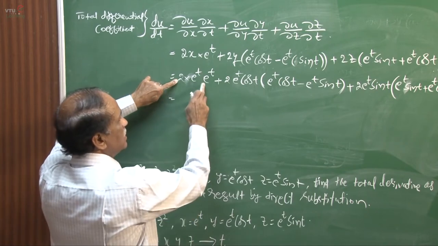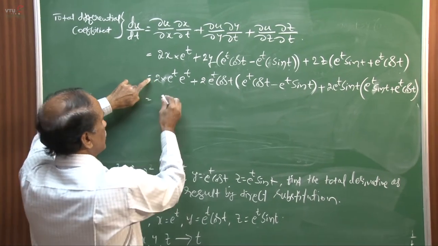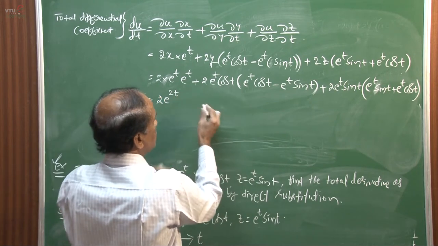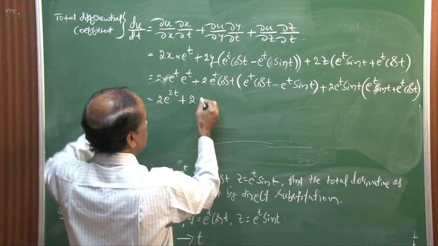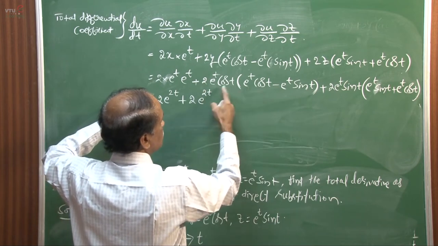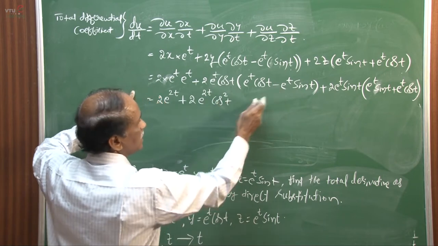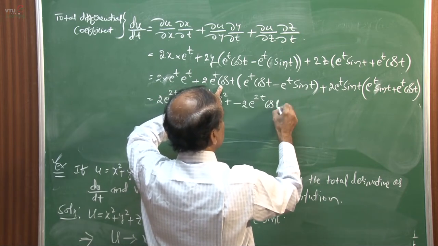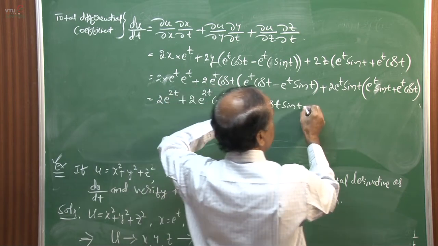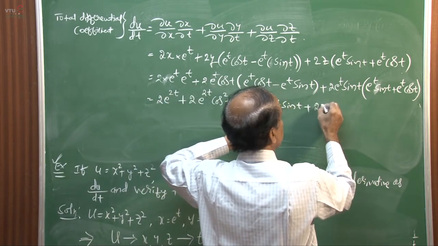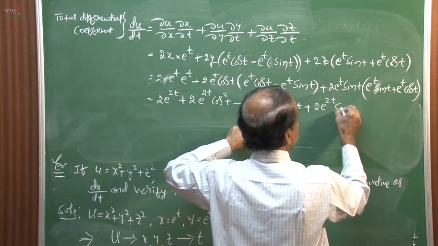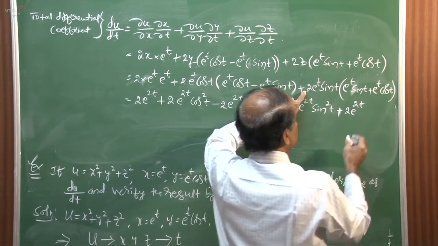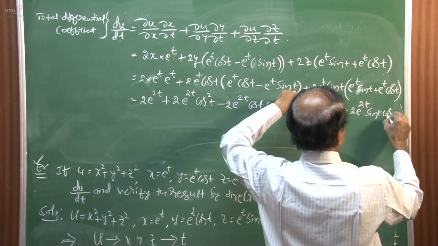Here 2 into e to the power t, e to the power t, that becomes e to the power 2t. So 2 into e to the power 2t, here this is e to the power t into e to the power t, that is plus of, I will release every bracket, 2 into e to the power 2t cos t into cos t, cos square t, and this I will take inside, minus 2 into e to the power 2t, that is cos t into sin t, and plus of 2 into e to the power 2t, that is sin t into sin t, that becomes sin square t, plus 2 into e to the power 2t, that is sin t into cos t.